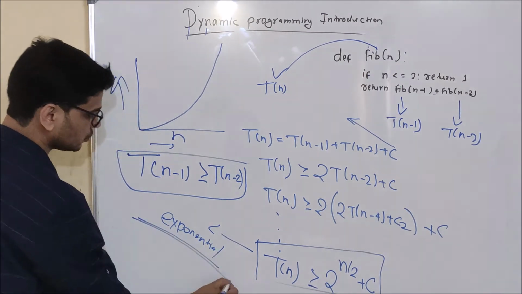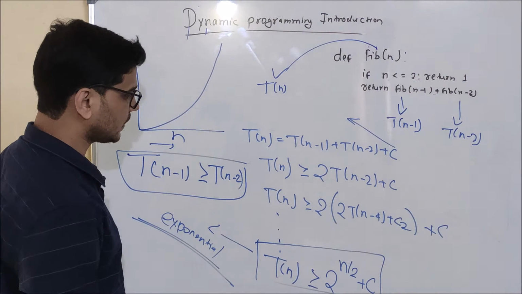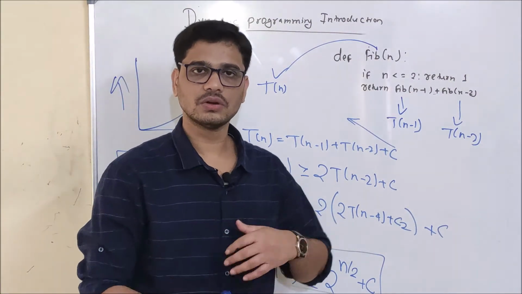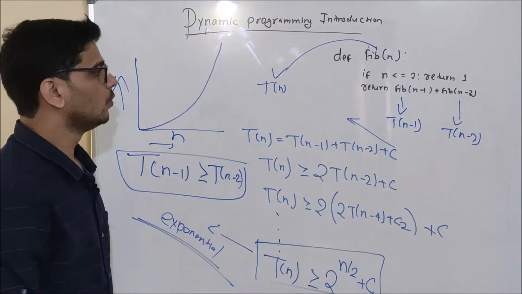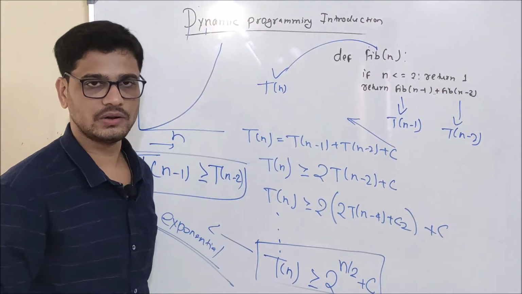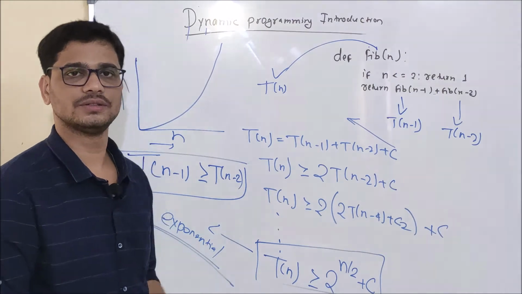And what is the main question? The main question here is: can we afford an exponential solution or not? And the answer is no. So what we are going to do now? We are going to do a dry run for this particular program and we'll analyze it.